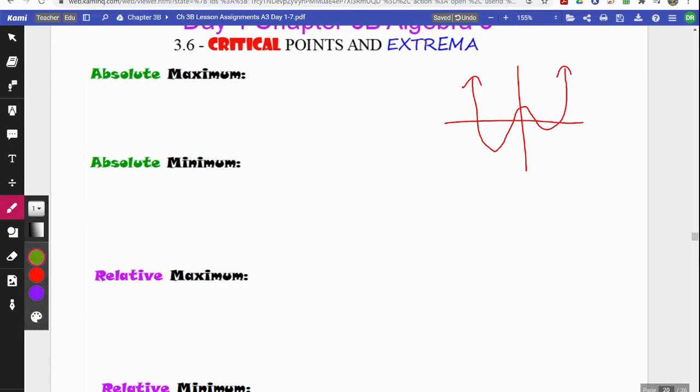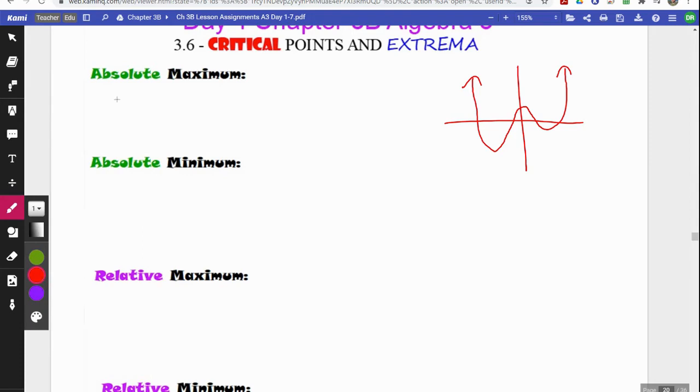An absolute maximum in this case wouldn't exist, because maximum is talking about the highest points, and you can see the tail ends of the graph, the end behaviors, go up to positive infinity. So in terms of an absolute maximum, it wouldn't have one.